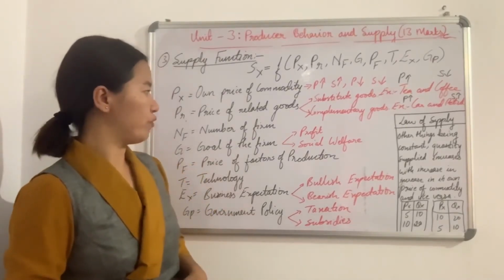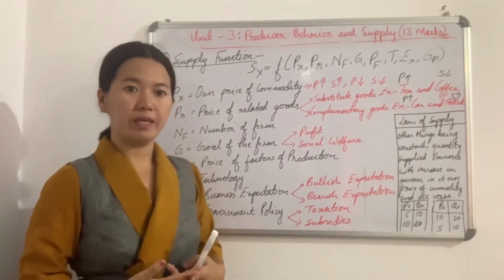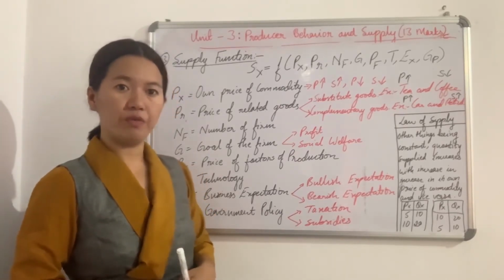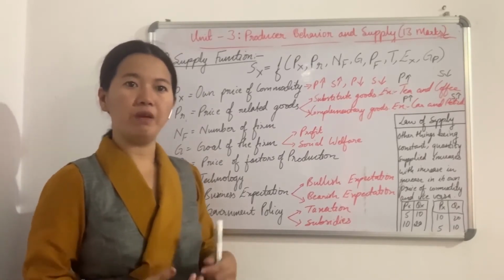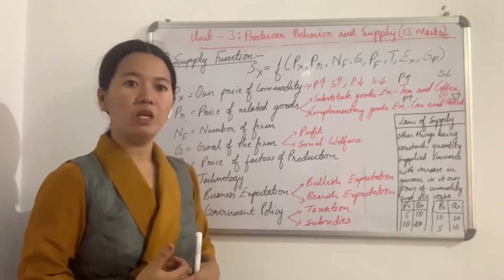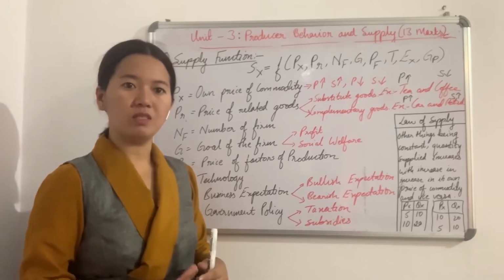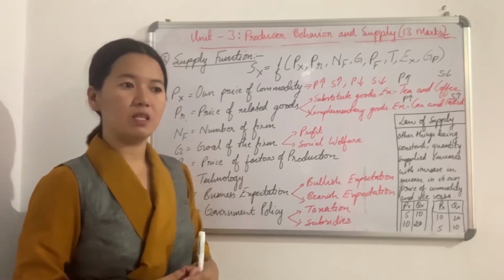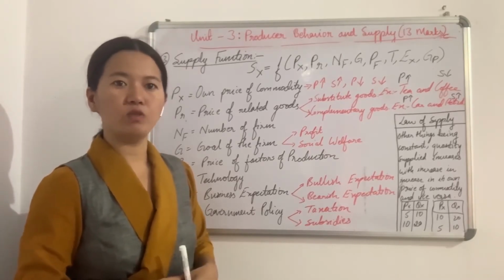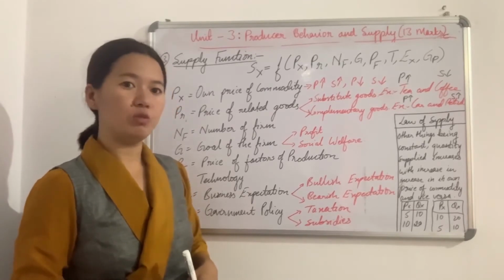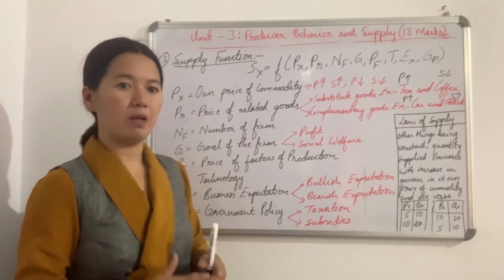Next is a goal of the firm. In goal of the firm, we have two, that is profit and social welfare. If the goal of the firm is to maximize profit, then definitely his supply would be affected by the prices of the commodity. If the price of a commodity increases, since he is getting more profit, his supply would increase. And if the price of the commodity falls, then he is getting less profit and his supply would also fall. So according to the prices of the commodity, his supply would change.